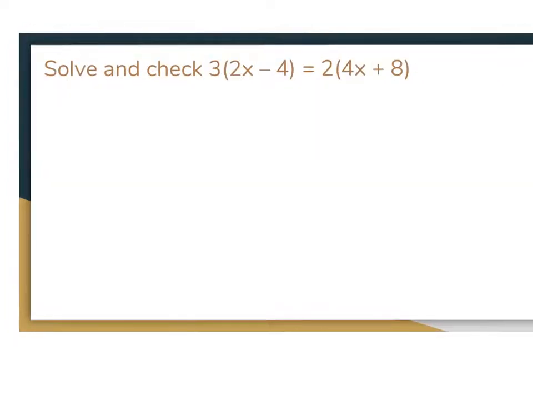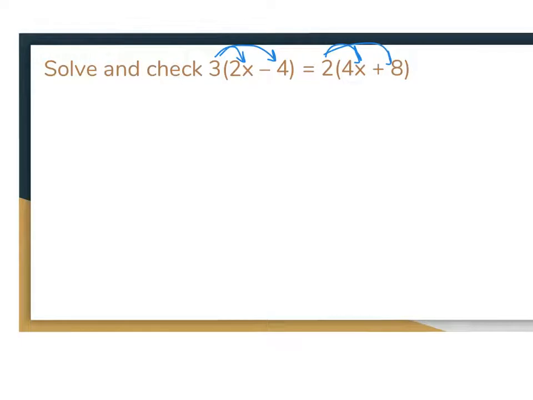Okay, so in this next problem, we have distributive property on both sides. So our first step would be to distribute everything, the number on the outside of the parentheses, to everything on the inside.